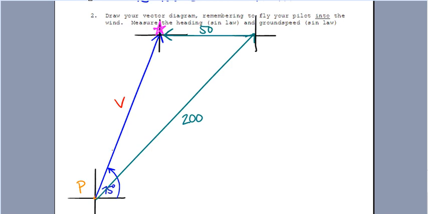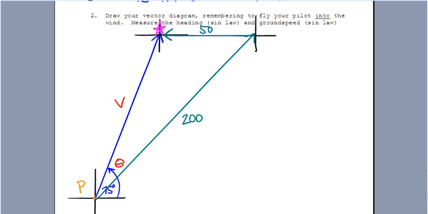So for your smart pilot, you'll always have the unknown vector be the one pointing to your destination. Nice to label it with a star. And then we need to figure out this angle. So we're trying to fly at 75, but we want to know how many degrees we have to sort of bend into the wind or bend upwind. So those are the two things we need to find.